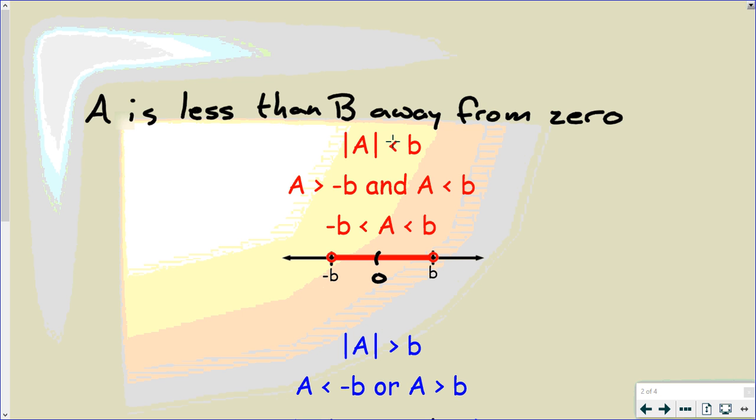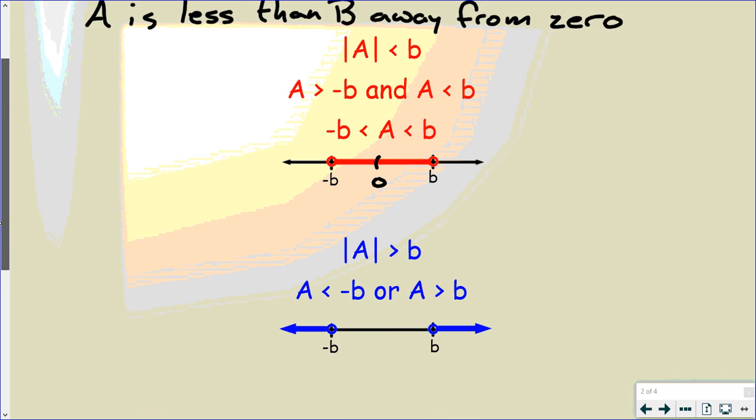So if you have absolute value less than something, that's always going to graph as an and. And what you're going to do is break that apart and say that A is greater than -B and A is less than +B. So if it's an absolute value less than, it's always going to be an and.